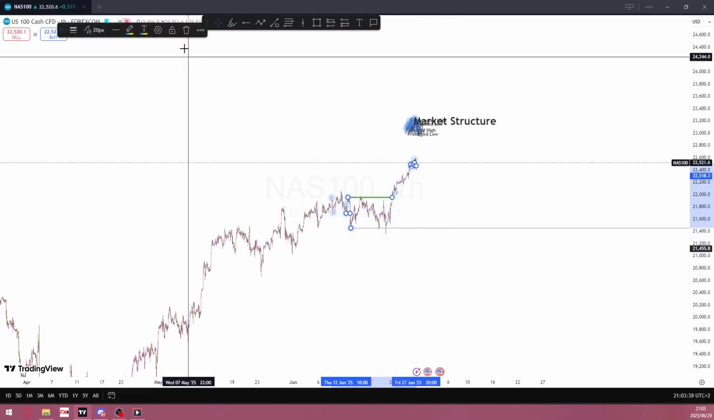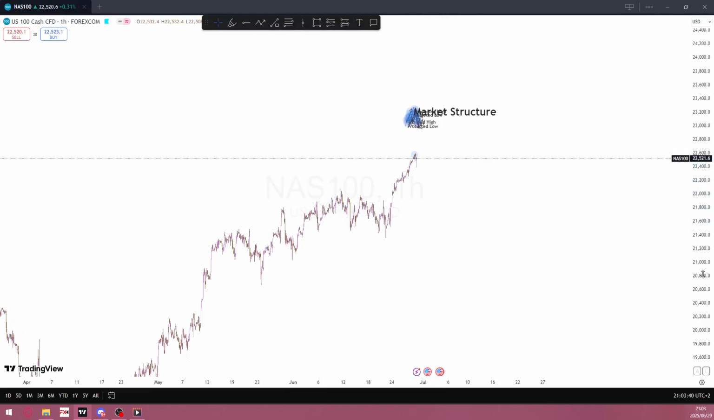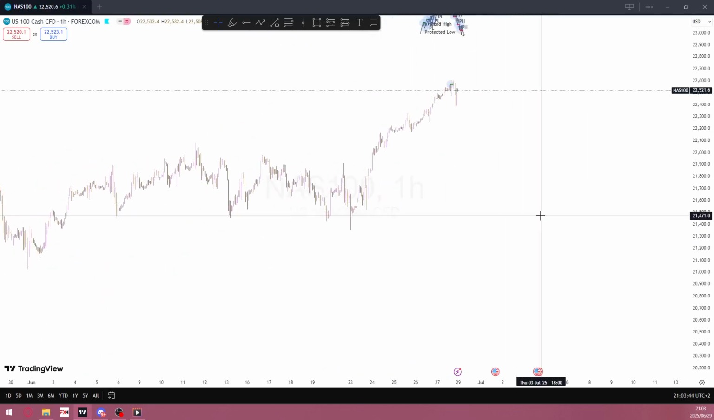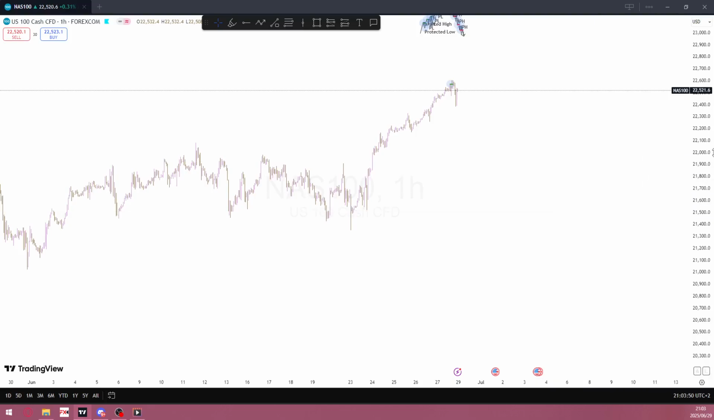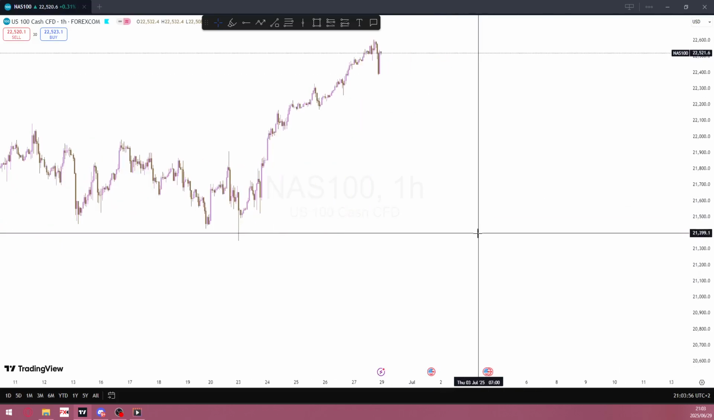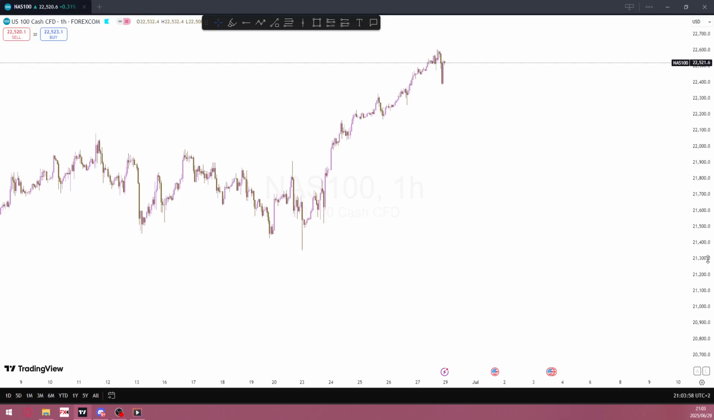But yeah, that is all there is to market structure for now. The most important thing is the pullback rule, and it is just understanding higher highs and higher lows, and understanding why it's a higher high and why it's a higher low, or why it's a lower low and why it's a lower high, and that comes from understanding the pullback rule. The moment you understand the pullback rule, then you'll be able to differentiate between real highs and real lows, and you'll know exactly where the expectation or order flow is going.